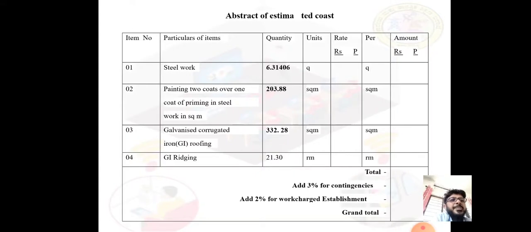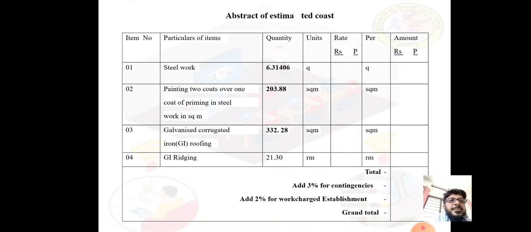Now we have to prepare the abstract at the end. Here all the four items are included, like steel work. We have calculated total quantity of 6.31406 quintal of weight. Then the rate we have not mentioned, so whatever is the updated rate, if you multiply with it, we will get the total amount of steel work.